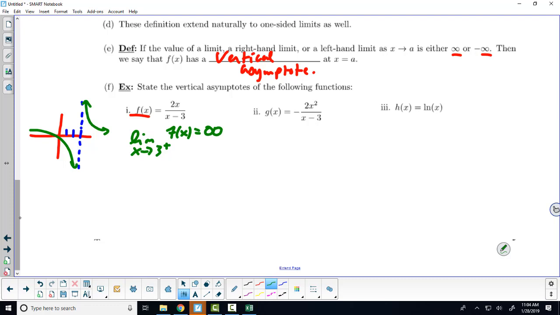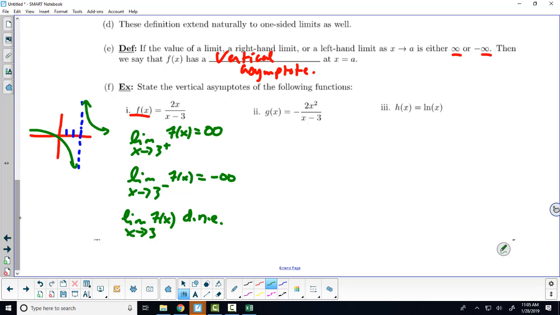Okay? Do we all agree with that? Some puzzled looks. We okay with that? As the x values get closer and closer to 3, but coming from the right, the y values are becoming arbitrarily large. Okay. If we look at the limit as x approaches 3 from the left, we'd say it's negative infinity. Okay. By the way, what's the limit proper? It does not exist, because the left and right hand limit don't agree with each other.